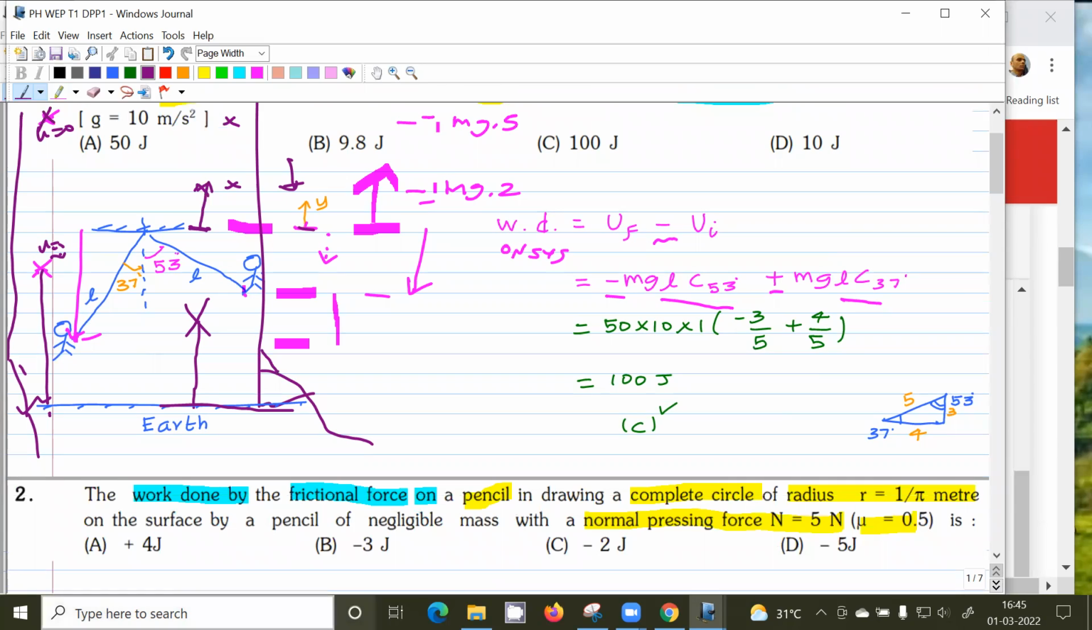Okay, this is question number 2. The work done by the friction force on a pencil in drawing a complete circle of radius 1, where the pencil is of negligible mass with a normal pressing force of 5 Newton, is... Is the question clear?